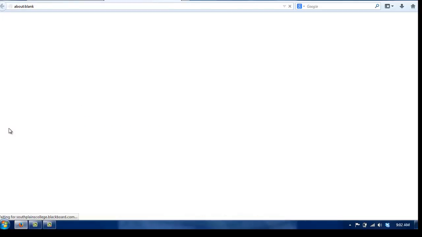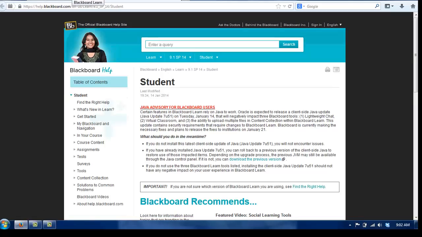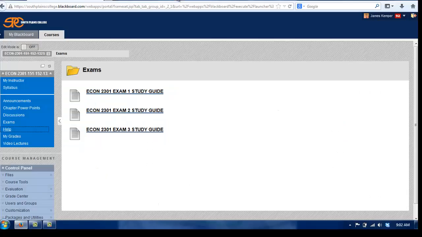Help, that's just for Blackboard information. I never have used it, but I'm sure it's got plenty of information out there for you. It's run by Blackboard, the company, so who knows what's in there. There's probably some really good things. We also have an IT help desk as well at South Plains College that you can utilize.